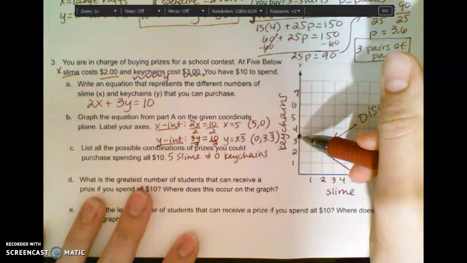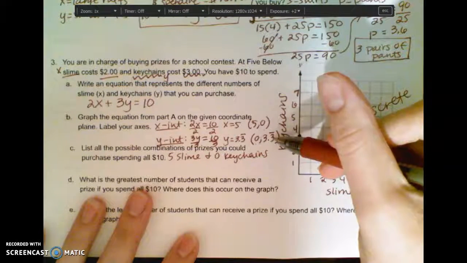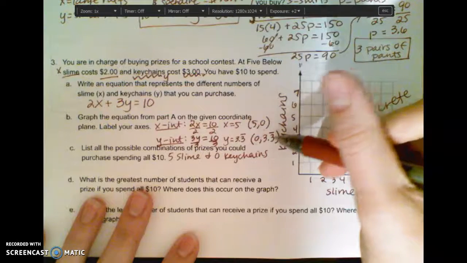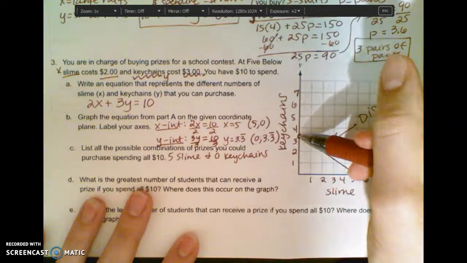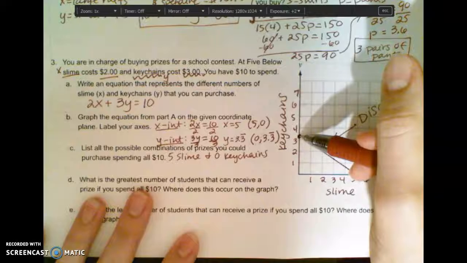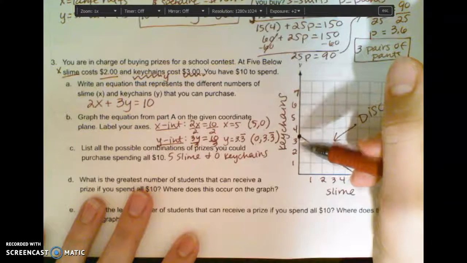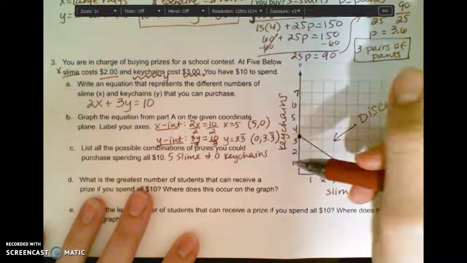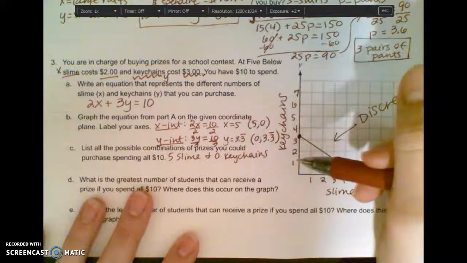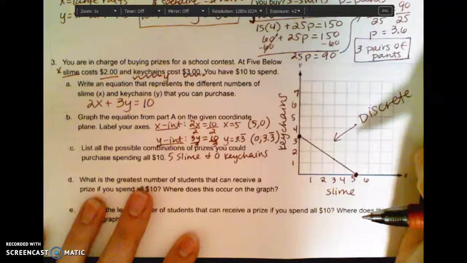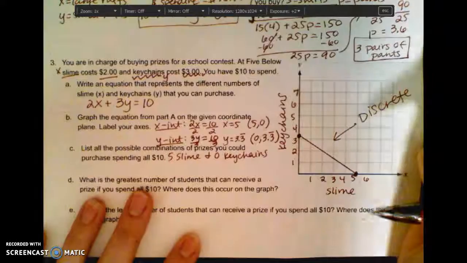Can I use the other intercept, 3.3? The answer to that is no. I cannot buy a partial container of, nope, not slime. I can't buy a partial keychain, which means I can't use that combination. So could I use just 0 slime and 3 keychains? No, because that would not spend the entire $10. So I can only use the nice points here.